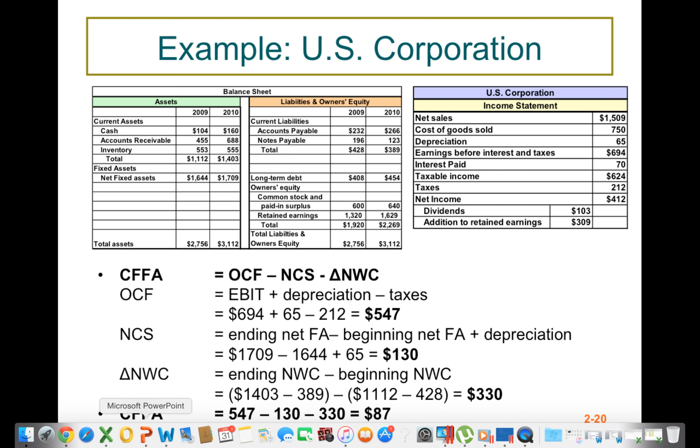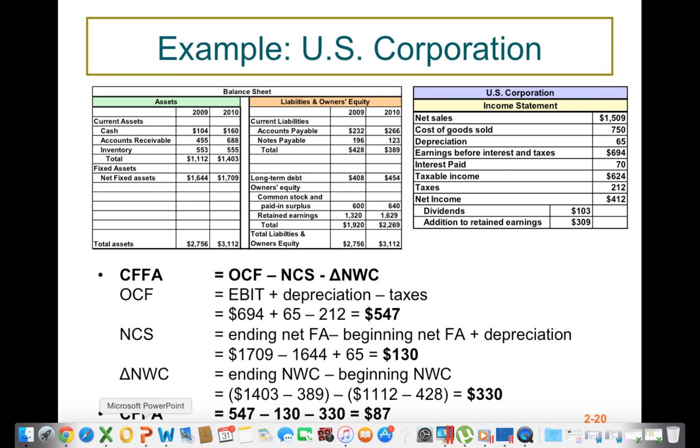Now, let's look at our net capital spending. We need our ending net fixed assets less our beginning net fixed assets plus depreciation. We already know our depreciation is $65. So we need to look at our ending net fixed assets. If we find our ending net fixed assets, that is going to be $1709. And our beginning net fixed assets are going to be $1644. So we do the math there, we get $130 for our net capital spending.